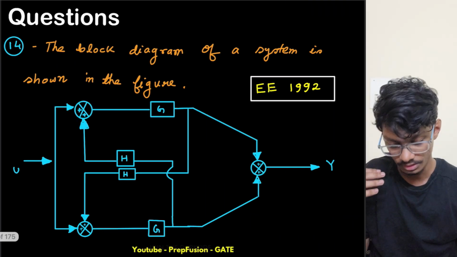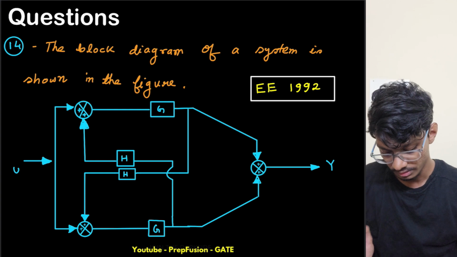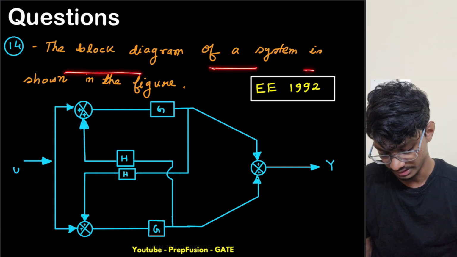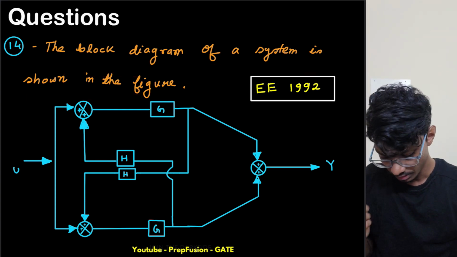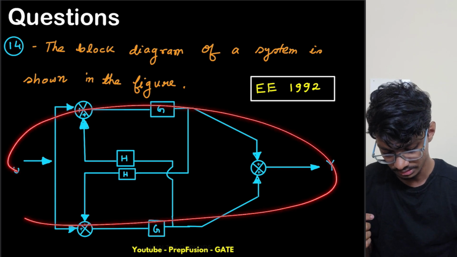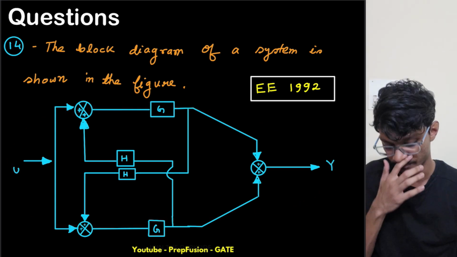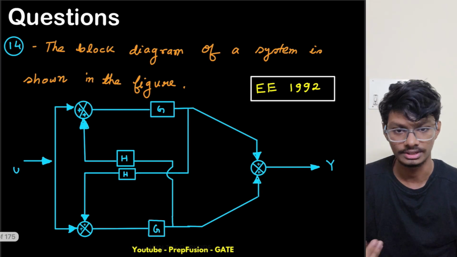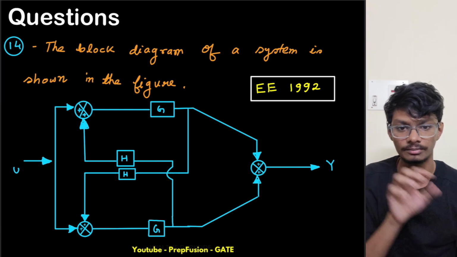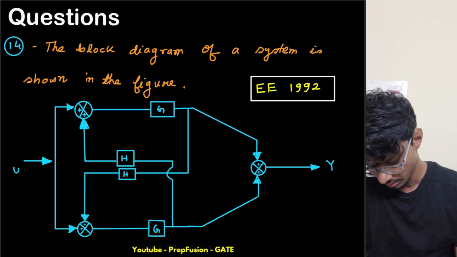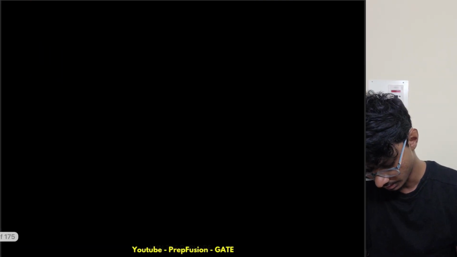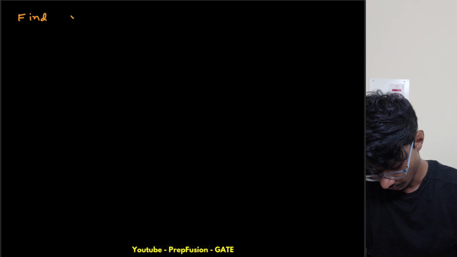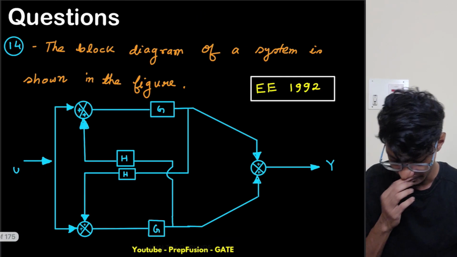So this is the first question. We have been given that the block diagram of a system is shown in the figure. The block diagram is something like this, and we have to find the transfer function. The question hasn't told us, but we have to find the ratio of y upon u. So let me write here: find y upon u.